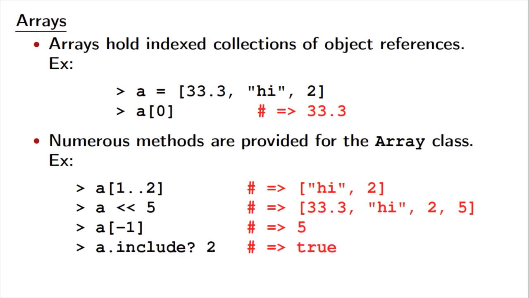The include question mark method tells you if the argument provided is a member of the array. Notice that this question mark at the end of the method name, recall that this is meant to give you a clue that this method returns a Boolean value.